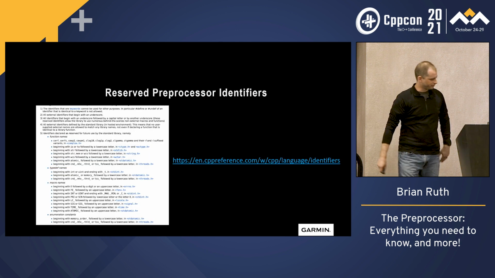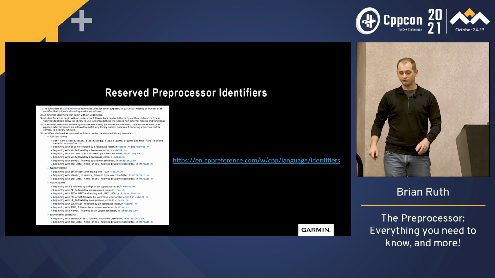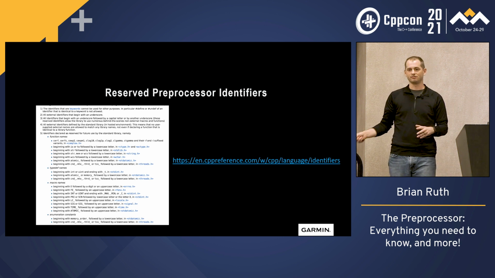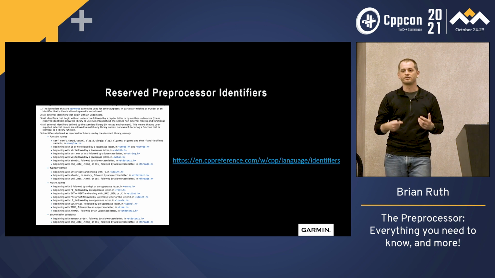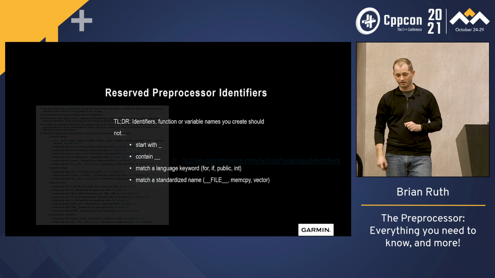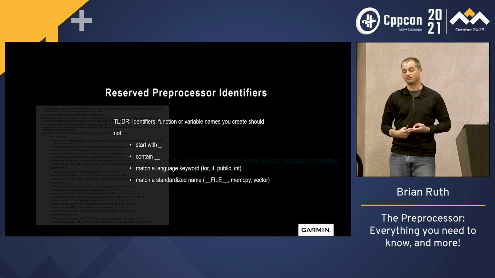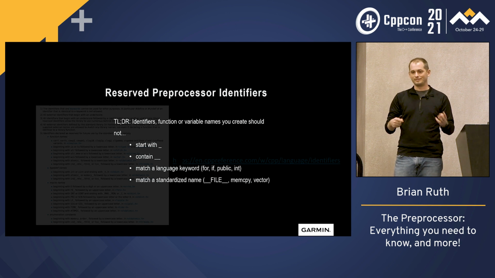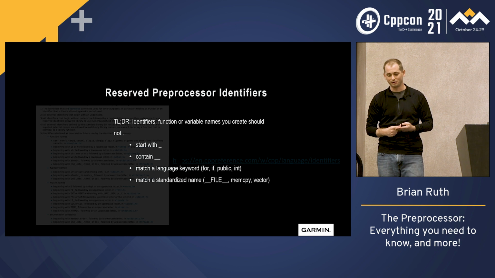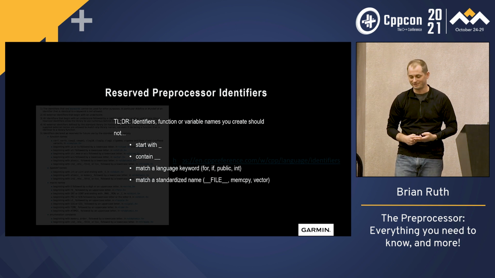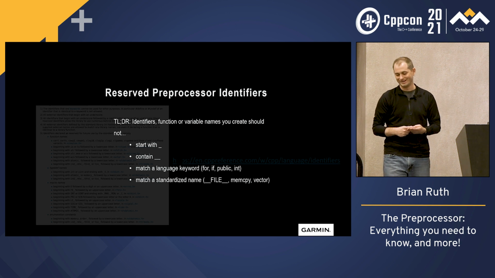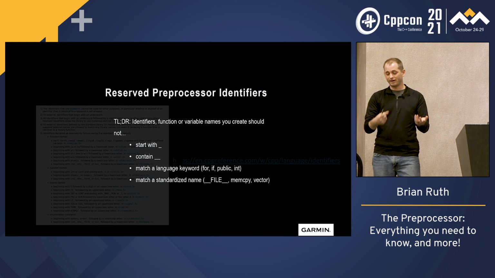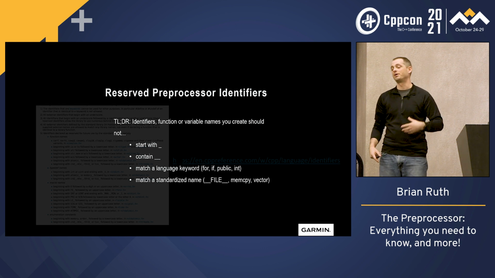This is a long list of reserved preprocessor identifiers. So even though you can name anything valid, C or C++ variables, there are some reserved names that you should avoid. You can take a look at that link, but the TLDR on that is don't start with a single underscore, don't have it contain a double underscore. Don't, unless you're being really masochistic, don't try and pound define out a language keyword. I have seen the pound define public private before. It's not fun. And don't have it match a standardized name, so like _file, memcopy, vector.